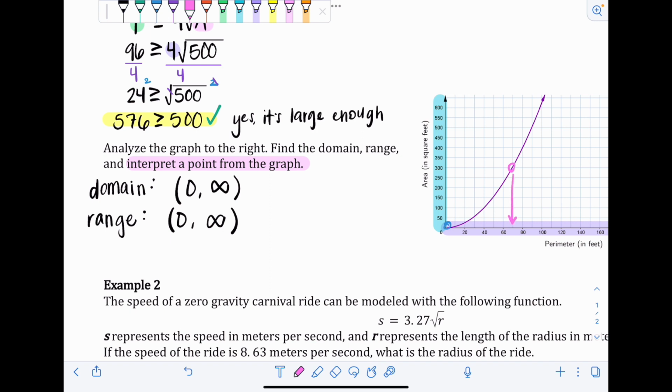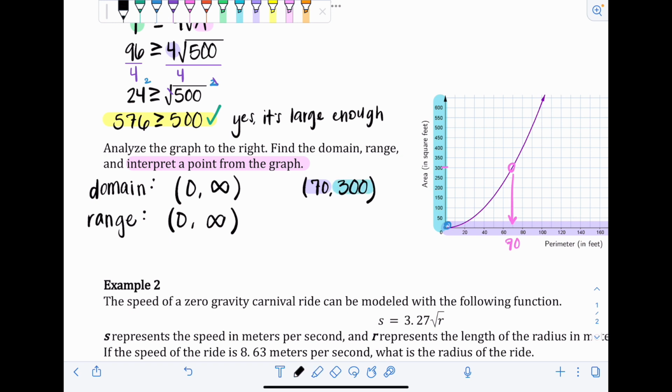And you want to try to pick a point that's crossing through exactly. So I'm going to pick 70 and 300. And you can pick really any point that you want that looks exact. So 70, 300, and then 70 was on the x-axis, and the x-axis is perimeter in feet, and then 300 was on the y-axis, which is the area.